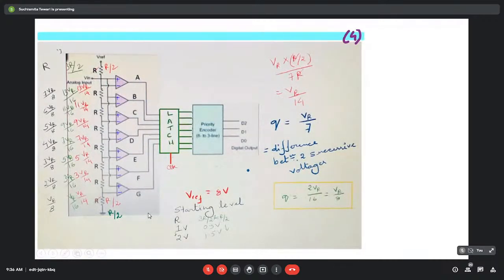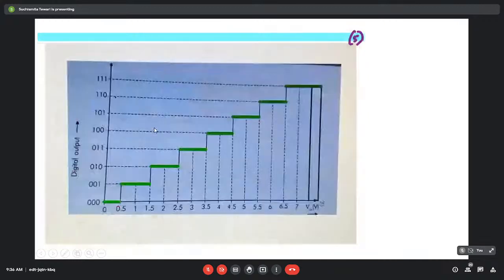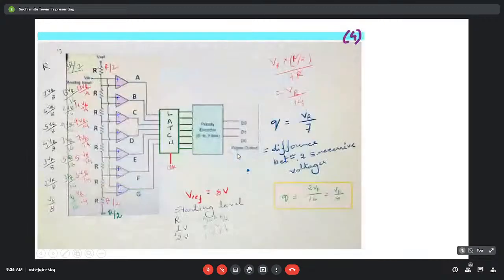But we have to keep in mind that at least we need some equispaced range. Maybe we can shift the start value by altering these two resistor values, but it will be better to keep equispaced analog voltage levels or equispaced voltage references, so that we can actually track the analog signal in a proper manner. Otherwise it will be a conversion, but that won't be a very accurate one.